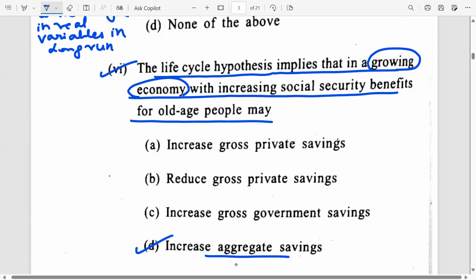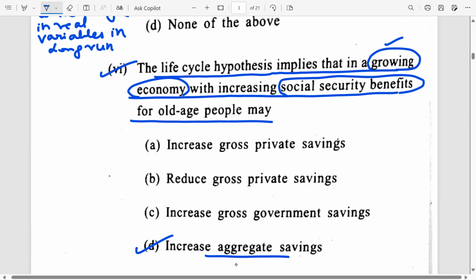Why can I say that the aggregate savings will increase? Because a growing economy contains more younger people, who would like to save more. Remember, from the life cycle hypothesis, savings occur only in your young age. In your initial age and retirement age, your consumption exceeds your income, so your savings are actually negative. If you look at the Ando-Modigliani life cycle hypothesis that I've covered in my main lectures, you will see that it's only during the young phase that savings increase. So aggregate savings increase.